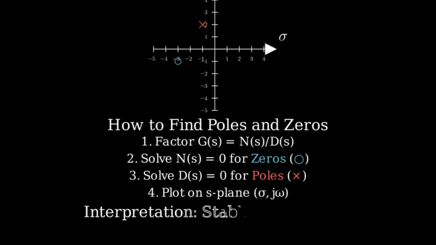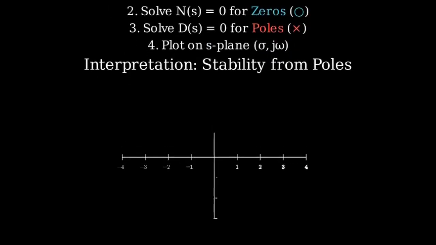The location of the poles is crucial for determining system stability. Poles in the left half-plane, where the real part sigma is less than 0, correspond to stable modes that decay over time. Poles in the right half-plane, where sigma is greater than 0, lead to unstable modes that grow over time. Poles exactly on the imaginary axis, where sigma equals 0, result in marginal stability or instability if repeated.